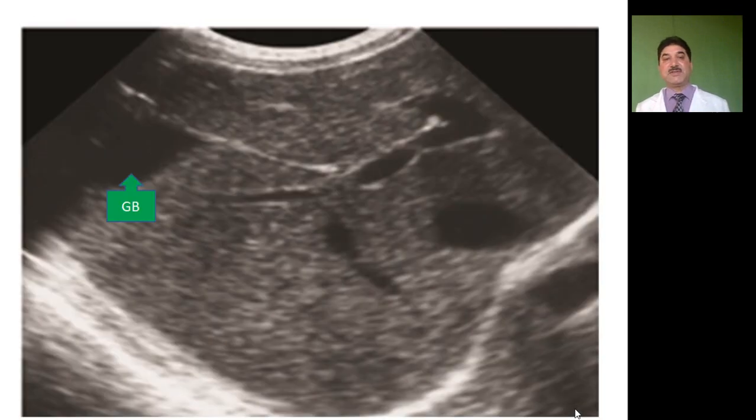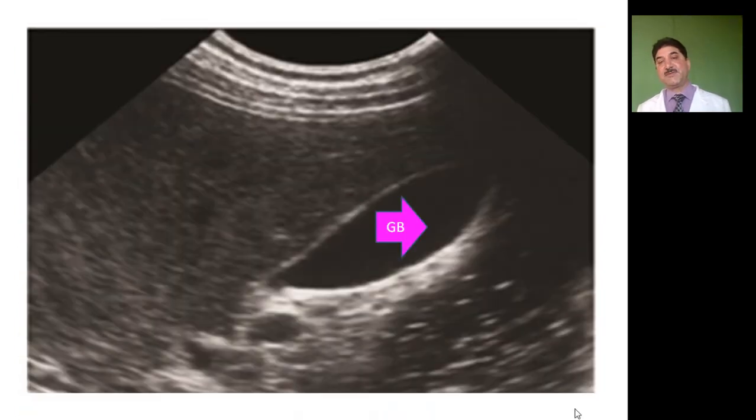In this section, we see the gallbladder, interlobar fissure, right portal vein, and left portal vein. Now the question is how you will differentiate between right and left portal vein. Yes, anybody? Portal veins are differentiated from hepatic veins based on echogenicity of their walls. You can see portal veins are hyperechogenic as compared to hepatic veins which are hypoechogenic.